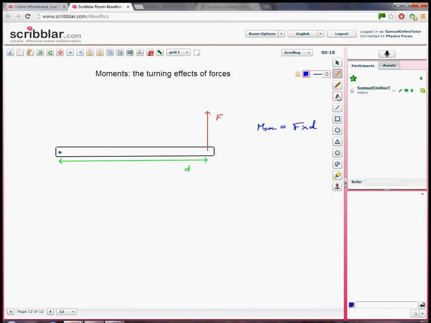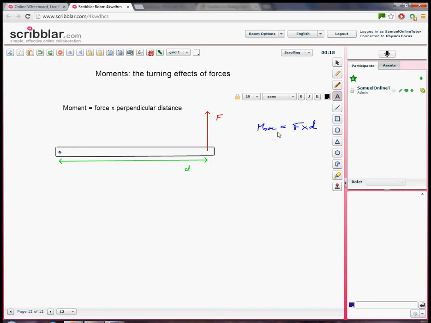That distance there is what we call the perpendicular distance. I'll write that out. Times perpendicular distance. Now in this particular example that's not a problem, because the distance from the pivot to the force and the direction of action of the force are already at right angles to each other. This is a right angle just here. So this makes the calculation very simple.